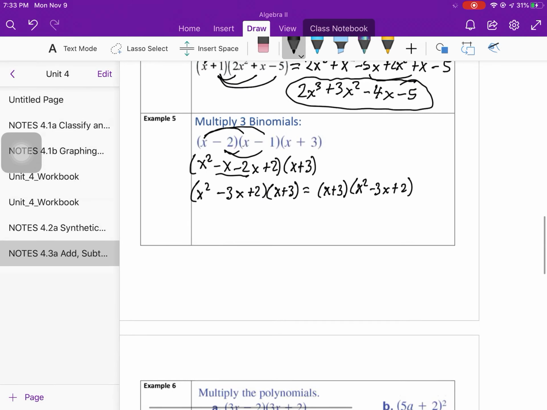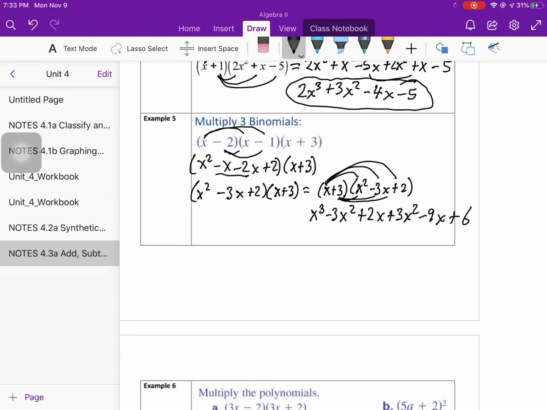Okay, so we got to multiply this out. Start with x times x squared. X cubed, x times negative 3x is minus 3x squared, and x times 2 is 2x. Now we're done with x, we move on to 3. So we get plus 3x squared. 3 times negative 3x is going to be minus 9x, and then we get plus 6.